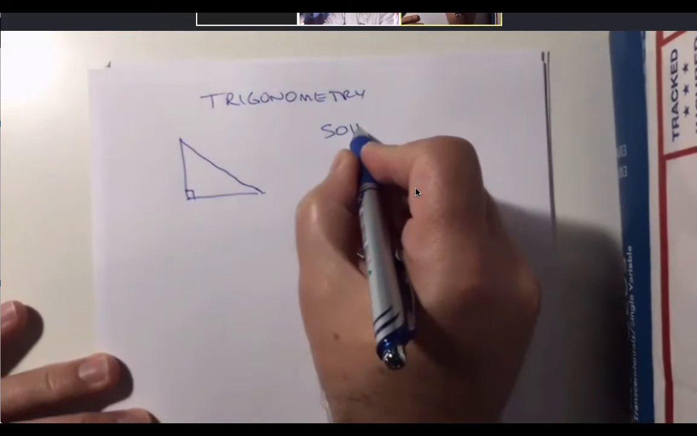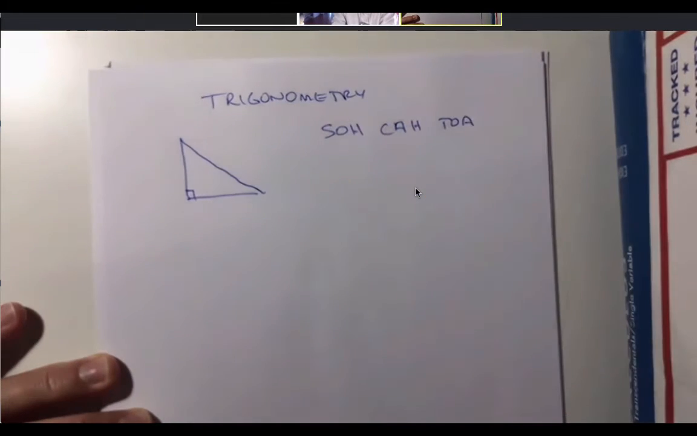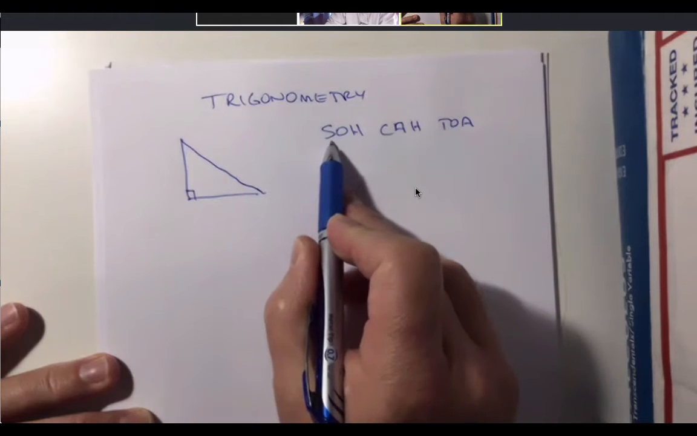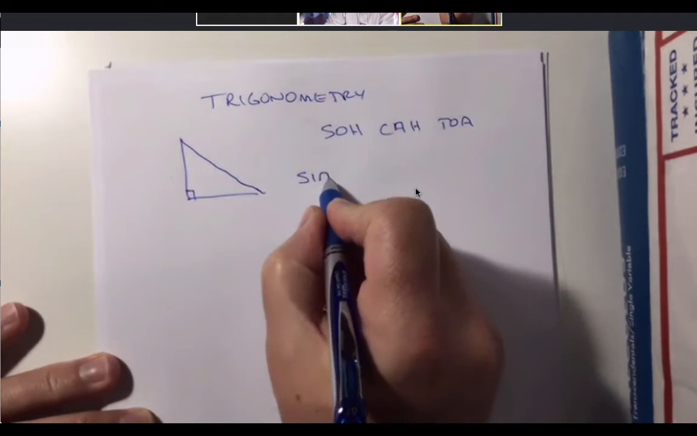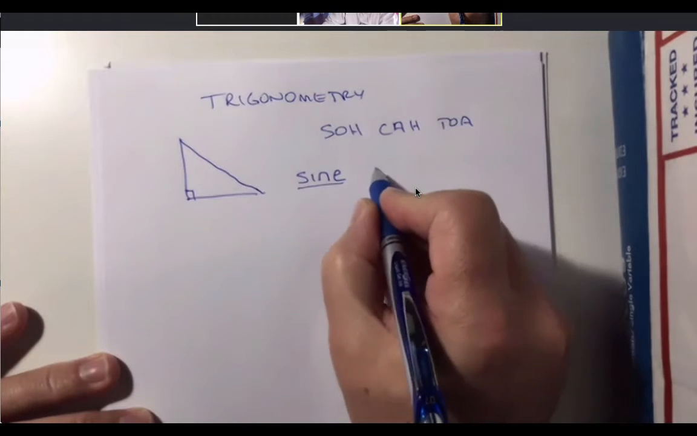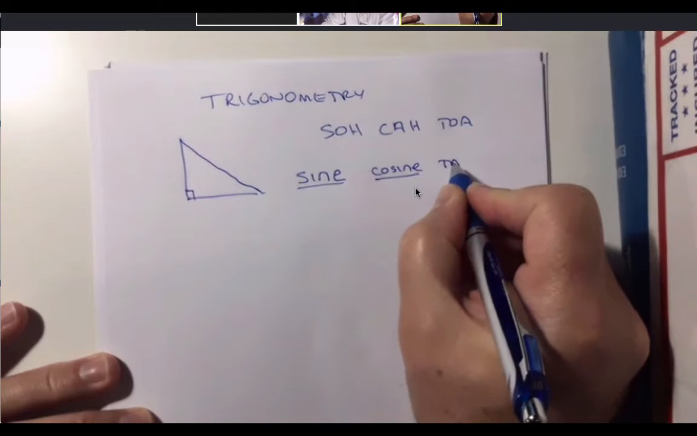So the core that you need to memorize in order to be successful is this SOH CAH TOA. Seems silly, but it's actually really important. There are three trig functions we're going to work with this year. The first is called sine. It's abbreviated sin. It's actually sine. Second one is cosine. And the third one is tangent.